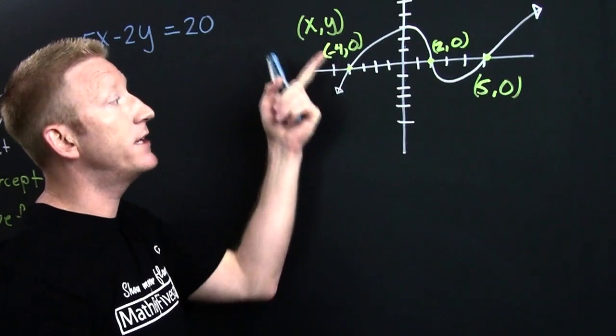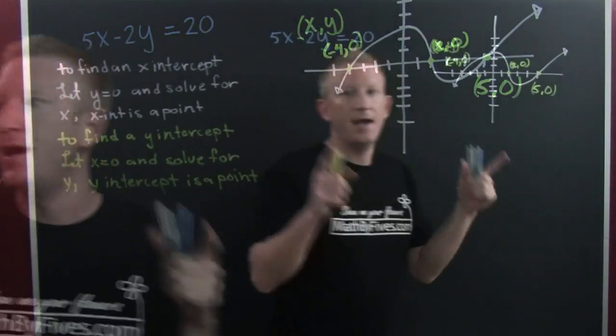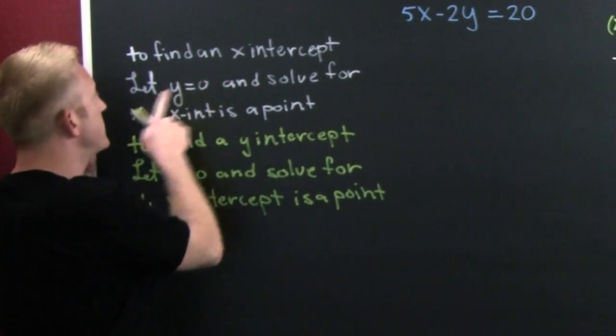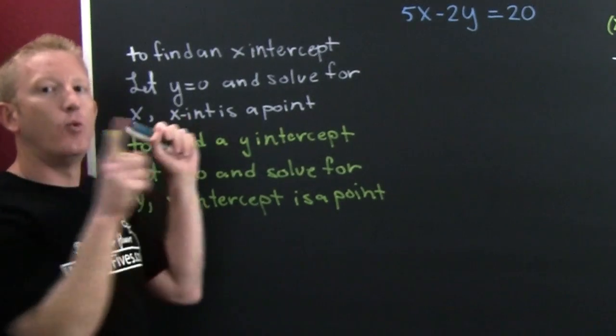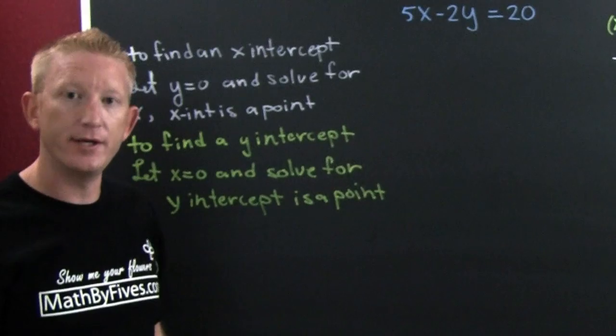What do you notice about the y component and all the x-intercepts? They're all 0. To find an x-intercept, you let y equal 0 and you solve for x. What's my point? My point is the x and y intercepts are points.